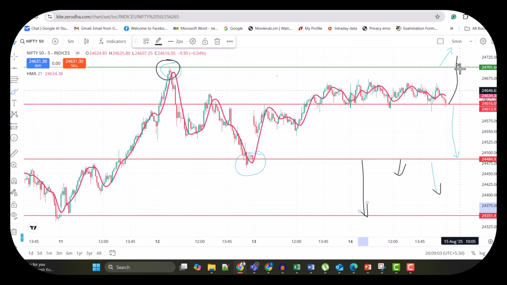Breakdown traders: short below 24,485, stop above the breakdown candle, target 24,420 to 24,351. Option overlays. Bullish view: bull call spread 24,700 to 24,900. Bearish view: call credit spread 24,700 to 24,900, or an iron fly around 24,600 if IV is high.